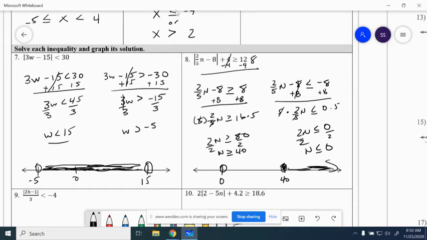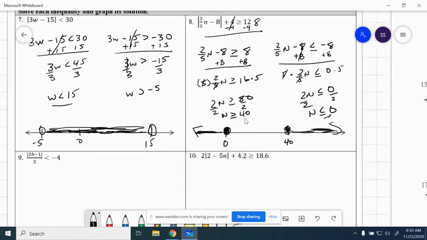Circle it. Looks like n, the mouth is eating the 0, so let's also fill this in. It's the line underneath. Now, the mouth is eating the 0, so n must be smaller. Smaller numbers go to the left.